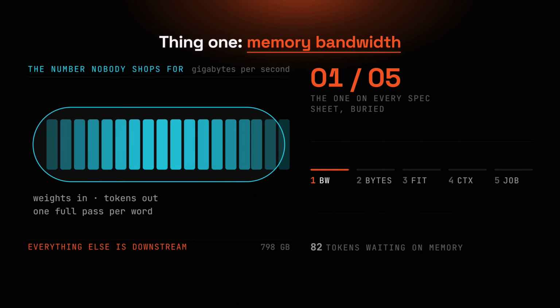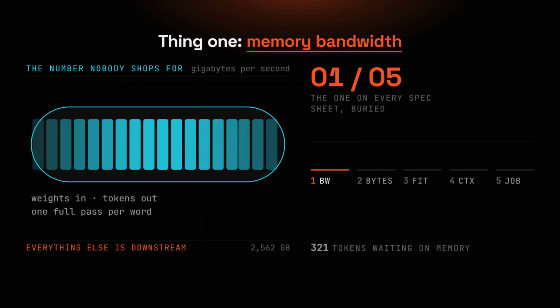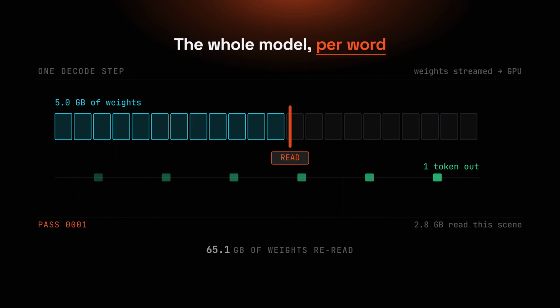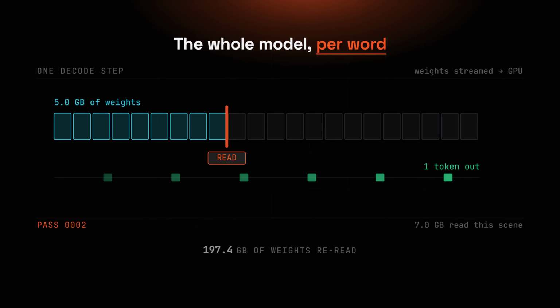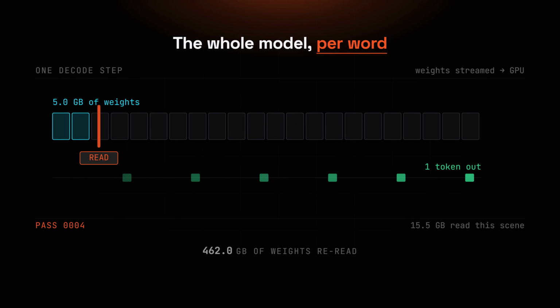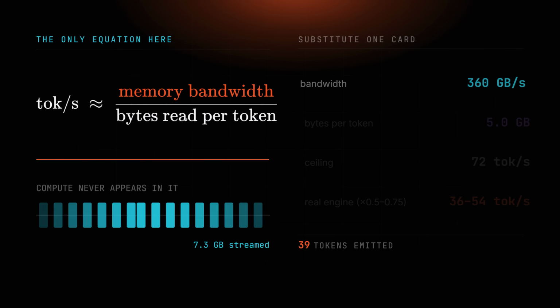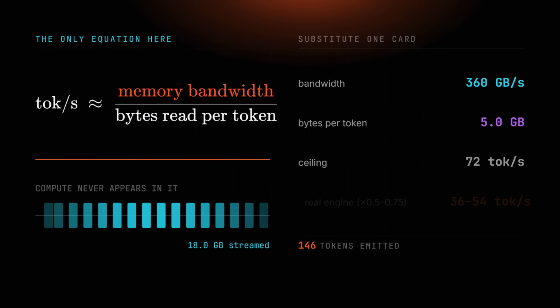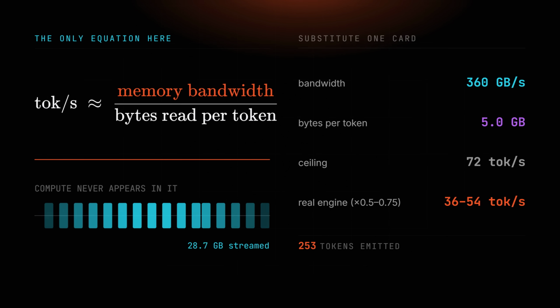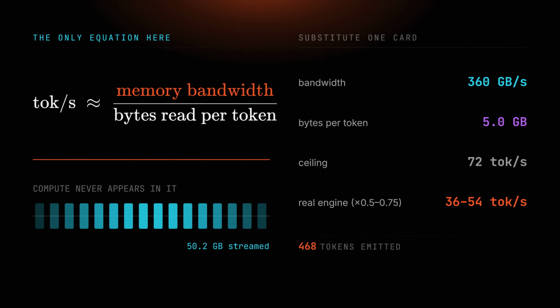So, number 1, memory bandwidth and why the number on every spec sheet turns out to be the wrong one. Here is what generation physically is. To produce one token, the machine reads every weight in the model out of memory and does a single pass. Then it throws that away and does it again for the next token. So the ceiling is arithmetic you can do in your head. Tokens per second is roughly your memory bandwidth divided by the bytes you read per token. Real engines land between half and 3/4 of that.